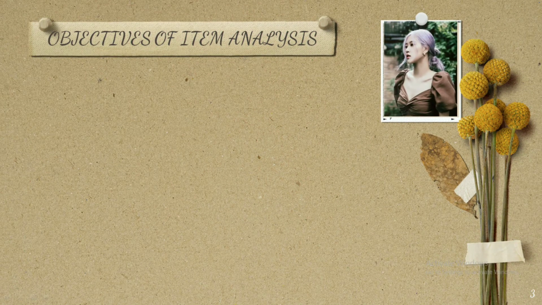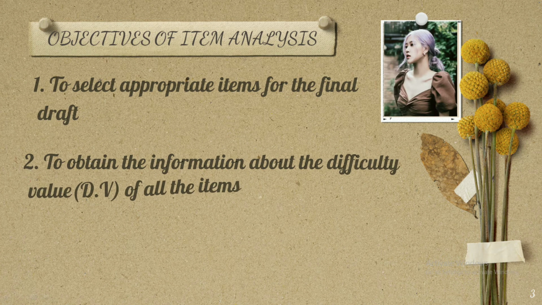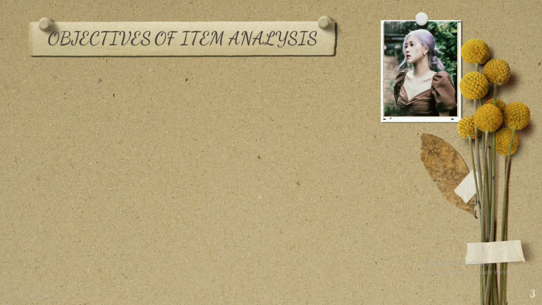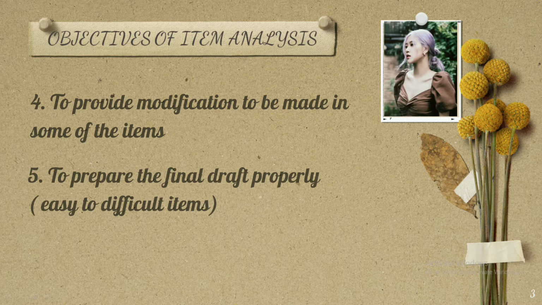Next is the objective of item analysis. The first, to select appropriate items for the final draft. The second, to obtain information about the difficulty value, DV, of all the items. And the third is to provide discriminatory power, DI, to differentiate between capable and less capable examinees for the items. And the next is to provide modifications to be made in some of the items. And the last one is to prepare the final draft properly, from easy to difficult items.